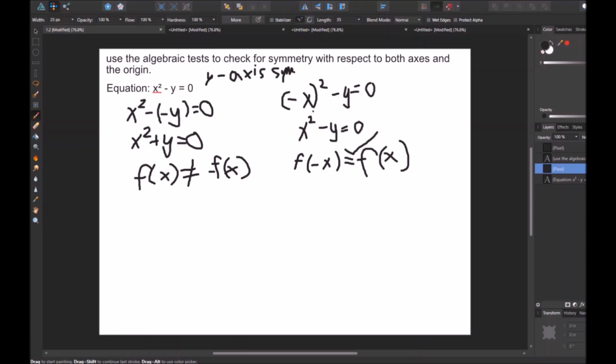So if we're checking if it has origin symmetry, we plug in negative x wherever we see x and negative y wherever we see y. So negative x squared is x squared, and this negative 1 distributes and becomes positive y. So we can see that this is different. If it had origin symmetry, it would be the same thing. So this does not have origin symmetry. Therefore we can say that the equation of the graph only has y-axis symmetry.